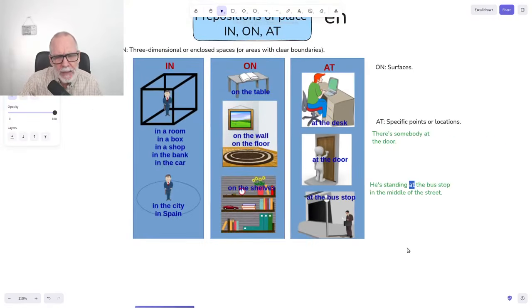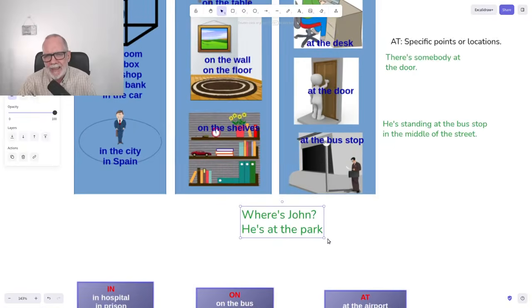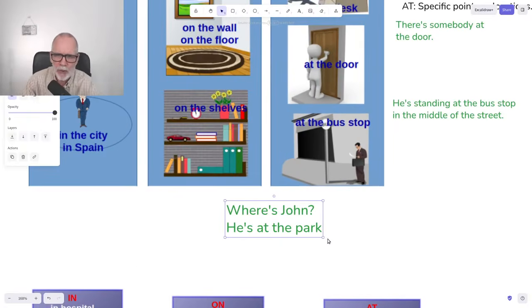A veces podemos usar in o at con una pequeña diferencia en significado. Por ejemplo, generalmente, si yo digo, where's John? ¿Dónde está Juan? He's at the park. So, esa es la manera más natural de responder a esta pregunta. Where's John? He's at the park. Está en el parque.